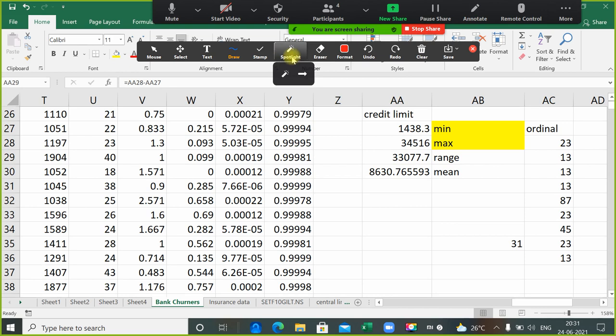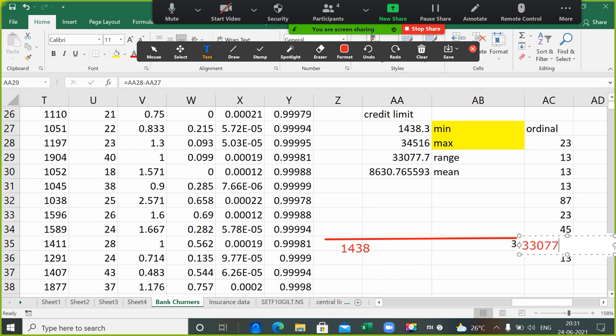If I draw it, how will it look? This will be the baseline. Okay. I may have the minimum value here, 1,400. That is the minimum value. Then the maximum value I have here, that is around 33,077. Okay, these are the minimum and maximum we have. The mean value is near to the minimum, right?